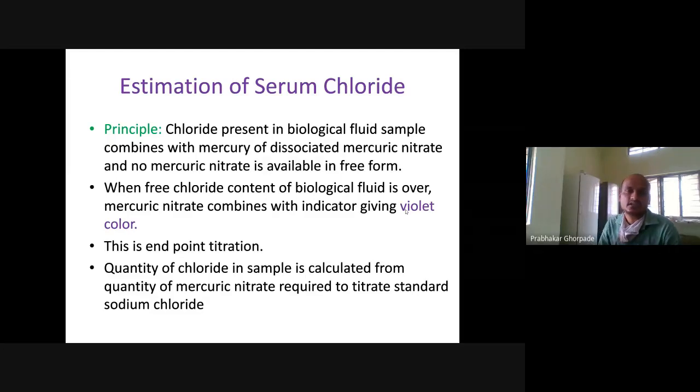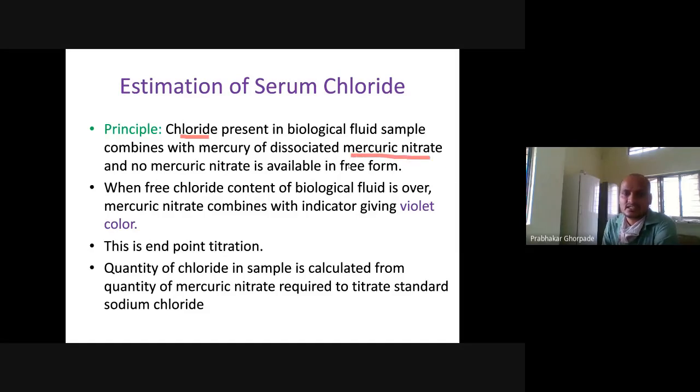Next, we have the estimation of serum chloride. Now how do we do it? The principle is that chloride present in the biological sample combines with the mercury of dissociated mercuric nitrate. If we have to measure the chloride concentration, we take our biological fluid where we suspect chloride is present, then treat it with mercuric nitrate.